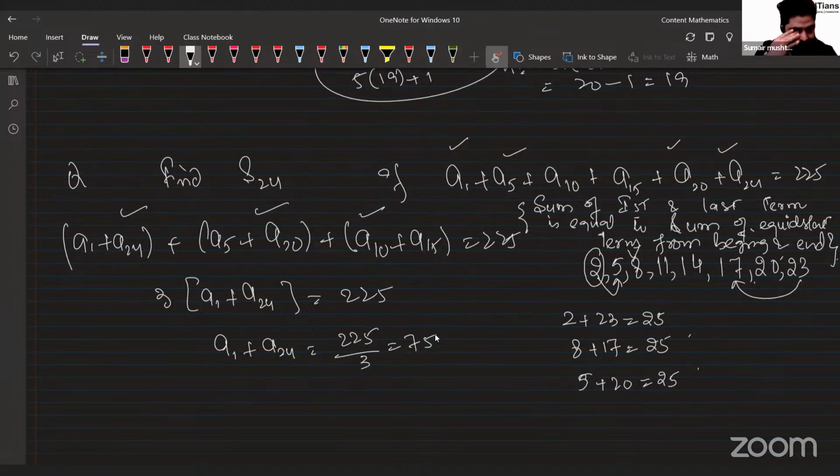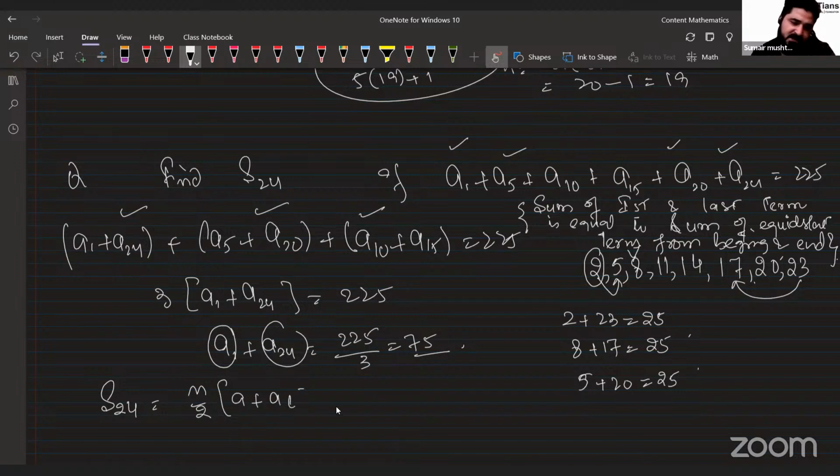Guys, are you getting it? So this is your first term, this is your last term. You got 75. And you know S24 is also equal to n by 2 times (a plus al). Al means the last term. N is here 24, so 24 upon 2 times (a plus al). The sum of these two is given as 75. And this is 12 into 75. That's 900.